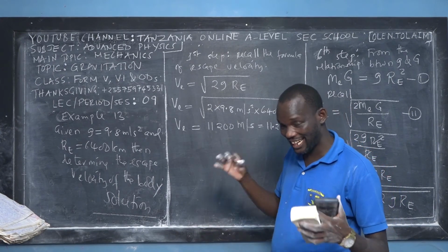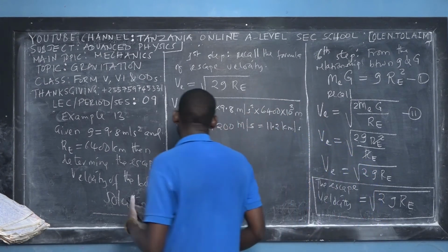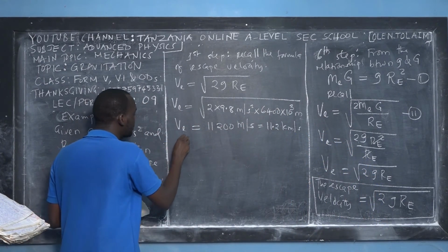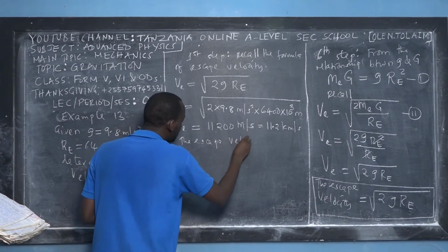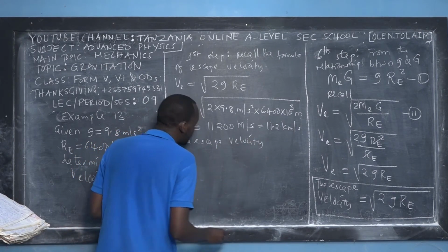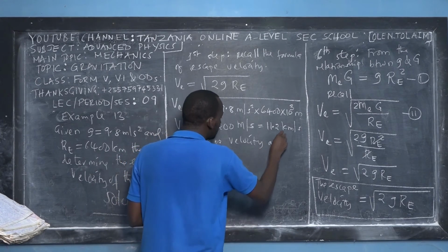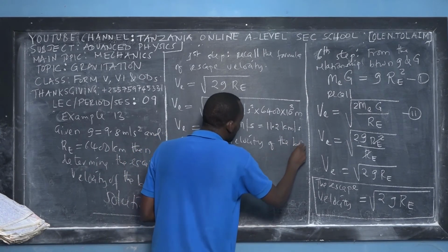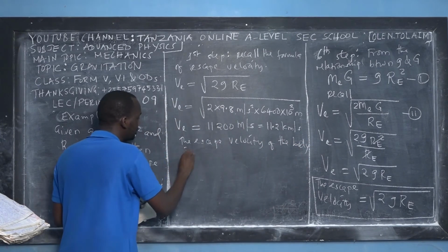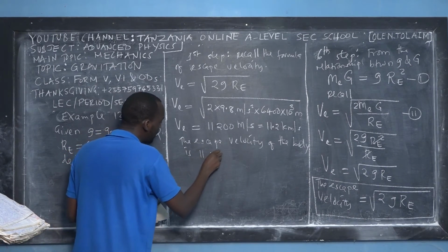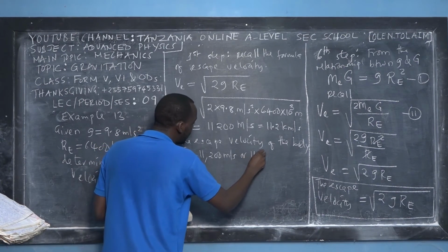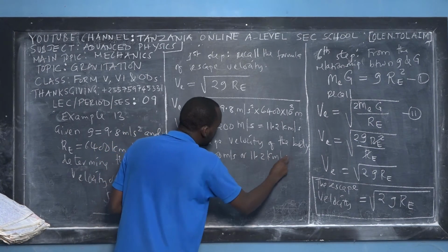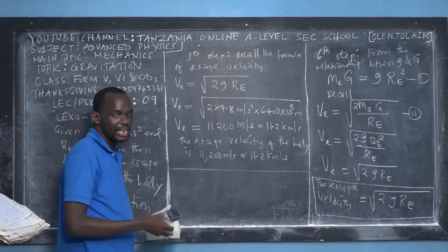So understand the concept that I'm speaking to you. So you say that the escape velocity of the body is 11,200 meters per second, or it is 11.2 kilometers per second. You are done.